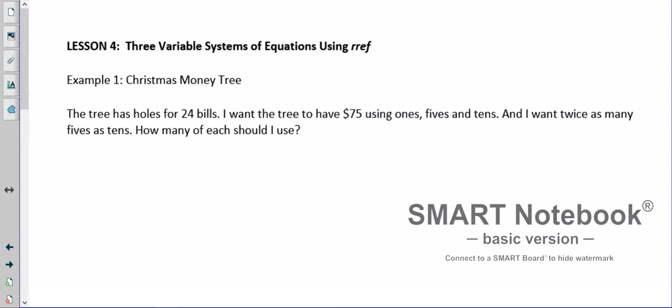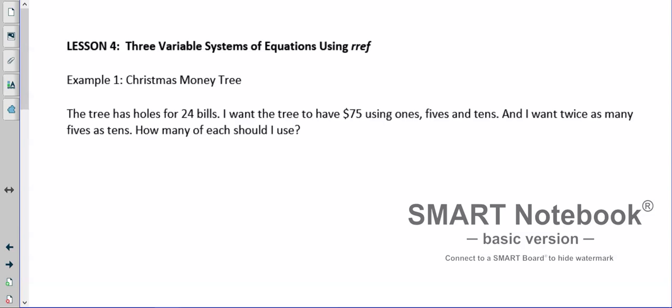All right, here's where rref really helps: solving when you have three equations and three letters. Doing systems of equations with three letters is not hard per se, it's just time consuming and can be a little confusing at first. Once you get the gist of it, it's okay, but it's still time consuming. This makes life a lot easier.